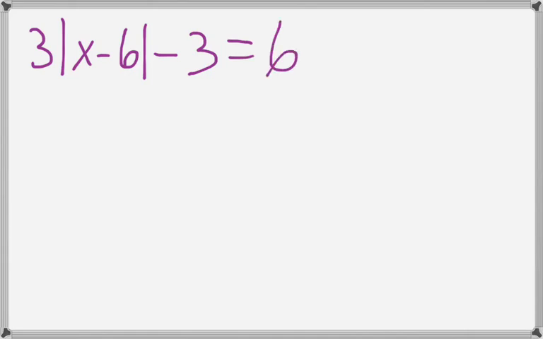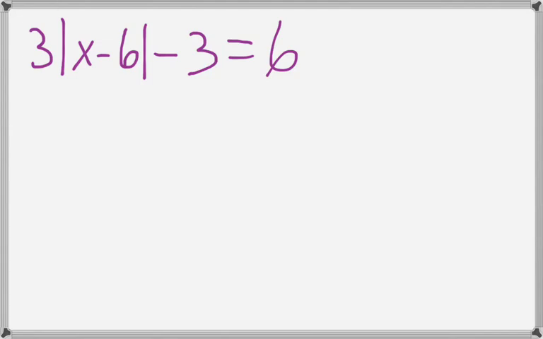Now sometimes the absolute value is not by itself already. And if that's the case, we want to get the absolute value by itself, and then we can use the same procedure we used in the previous example. So say we have something like this. It's very important to get the absolute value by itself because that absolute value is what dictated the process we used in the last slide.